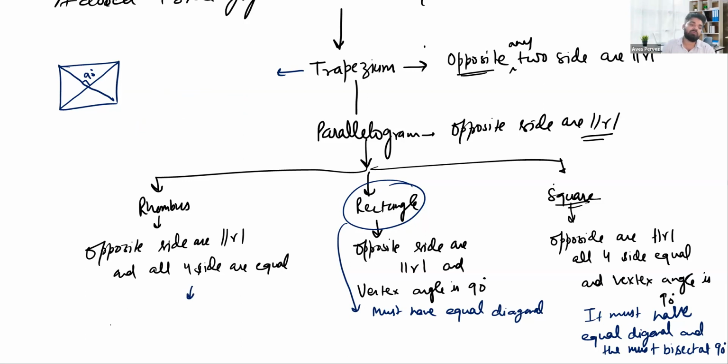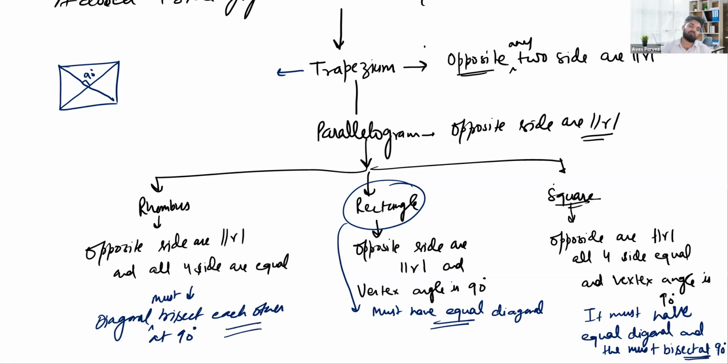In a rhombus, diagonals bisect each other at 90 degrees. This is a must. Diagonals must bisect each other at 90 degrees. Here the condition is not for equal diagonals, but here the condition is for equal diagonals, but not for 90. Here in the square, both the conditions are there. It must have equal diagonals, and it must bisect at 90 degrees.